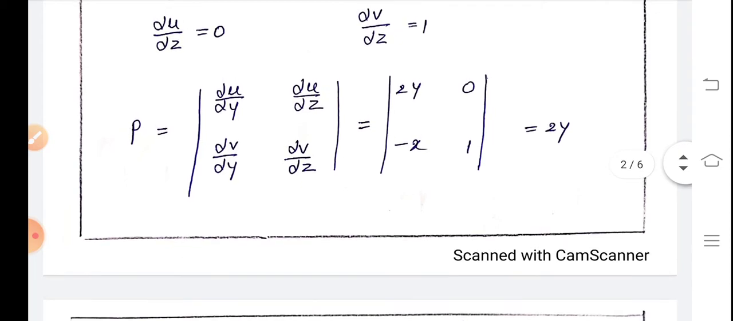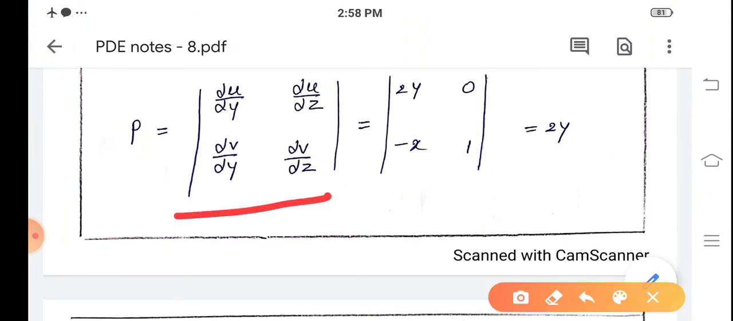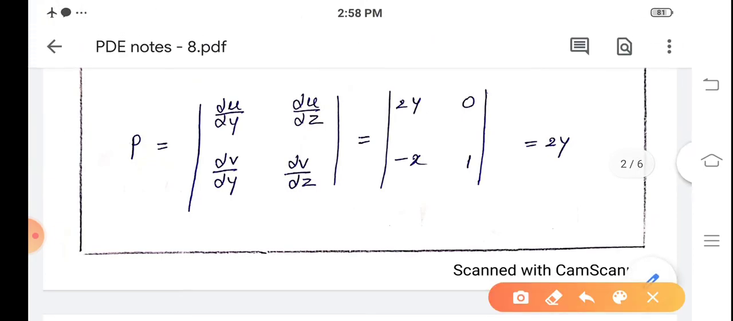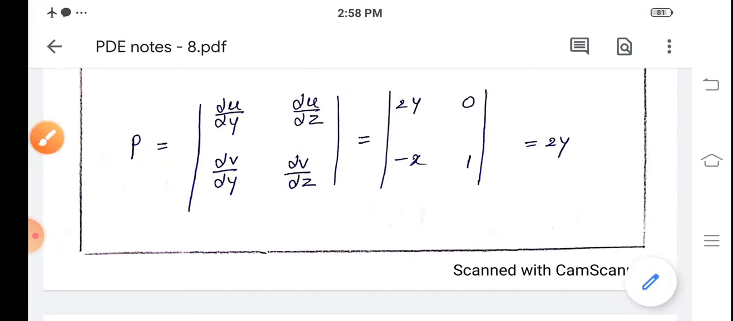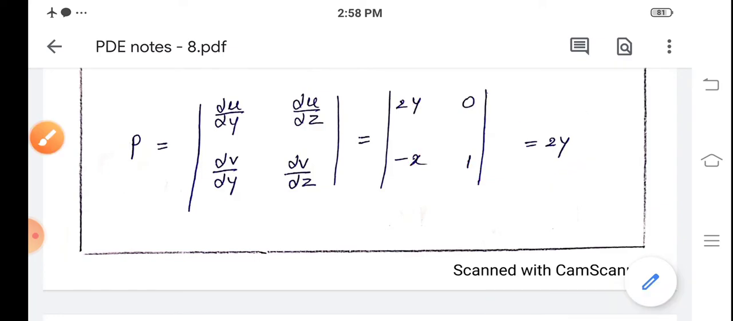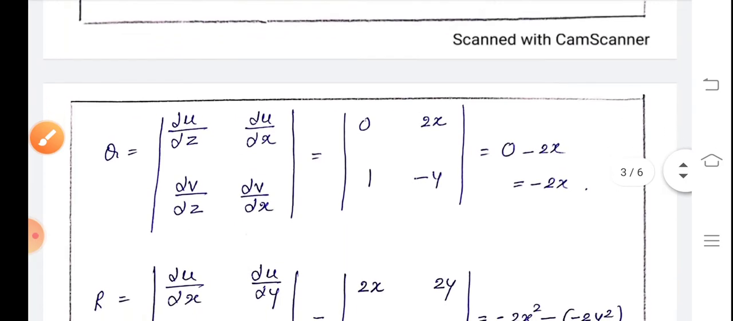We find P, Q and R. P is given by determinant dou u by dou y, dou u by dou z, dou v by dou y, dou v by dou z. That is determinant of 2y 0 minus x 1. When we expand this, we are getting 2y into 1 minus 0 into minus x. That will be 2y.